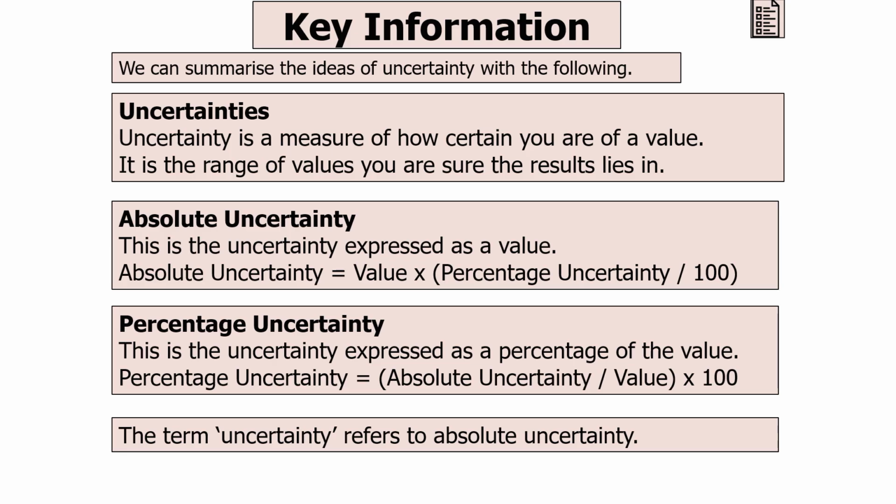We know that uncertainty is a measure of how sure you are of a value. It's the range of values that your result must lie in. The absolute uncertainty expressed as a value is the value times the percentage uncertainty over 100. The percentage uncertainty is the uncertainty expressed as a percentage of the value. So that is absolute uncertainty divided by value times 100. And if it just says the term uncertainty in a question, it refers to the absolute uncertainty.